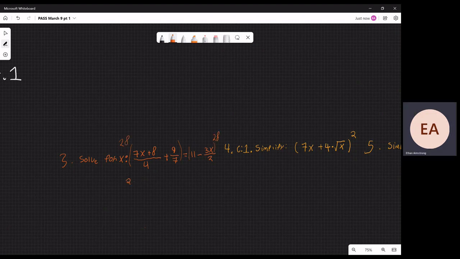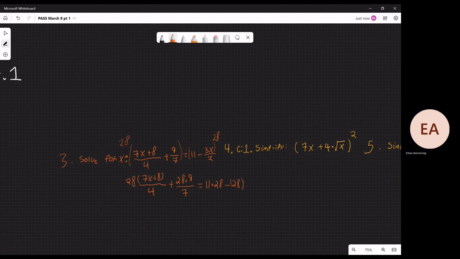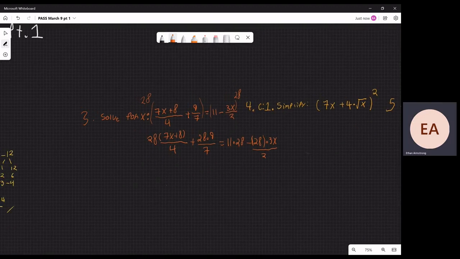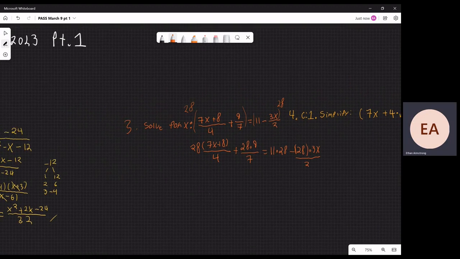So I'm going to write that out as 28 times 7x plus 8 over 4, plus 28 times 9 over 7, equals 11 times 28 minus 28 times 3x over 2. And now you can just put that into your calculator. 28 divided by 4, that gives us 7.